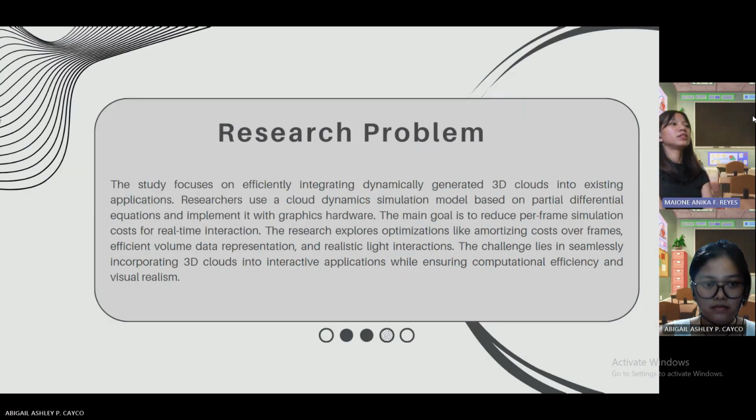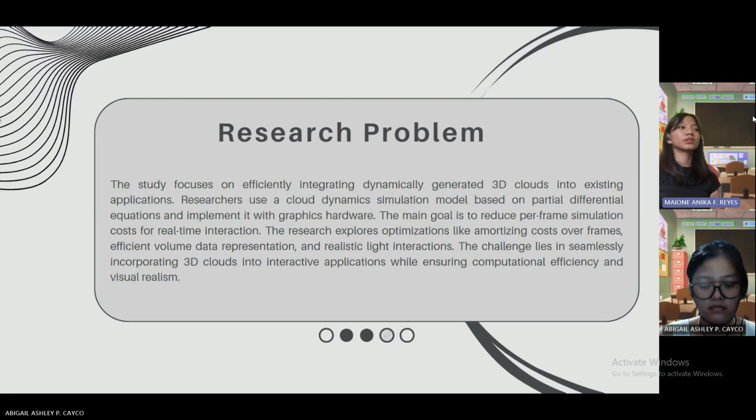Research problem. The study focuses on efficiently integrating dynamically generated 3D clouds into existing applications. Researchers use a cloud dynamic simulation model based on partial differential equations and implement it with graphics hardware. The main goal is to reduce per frame simulation costs for real-time interaction.